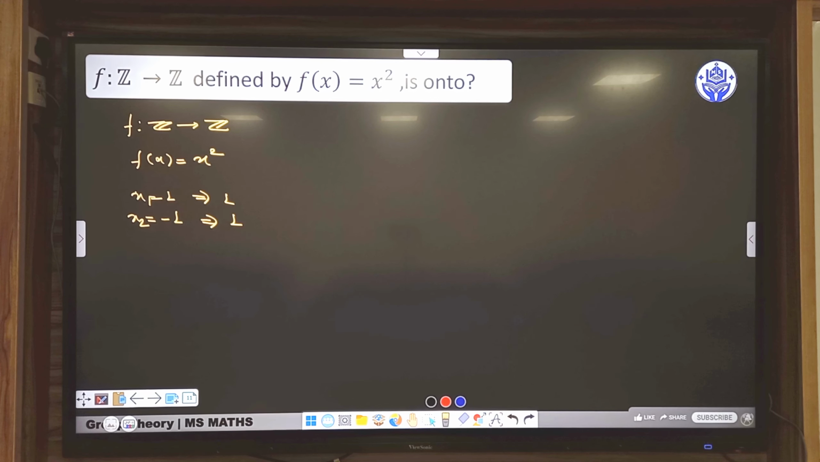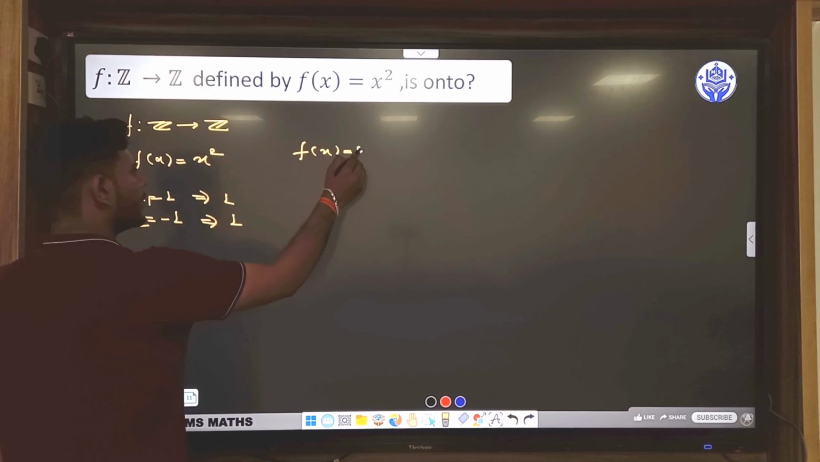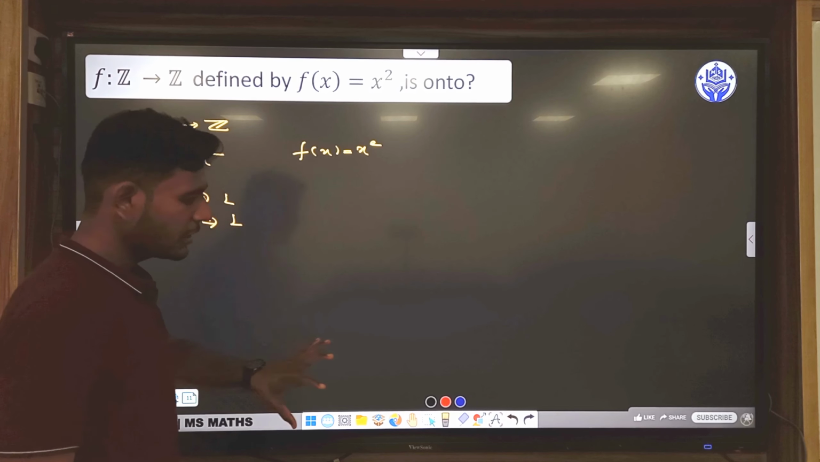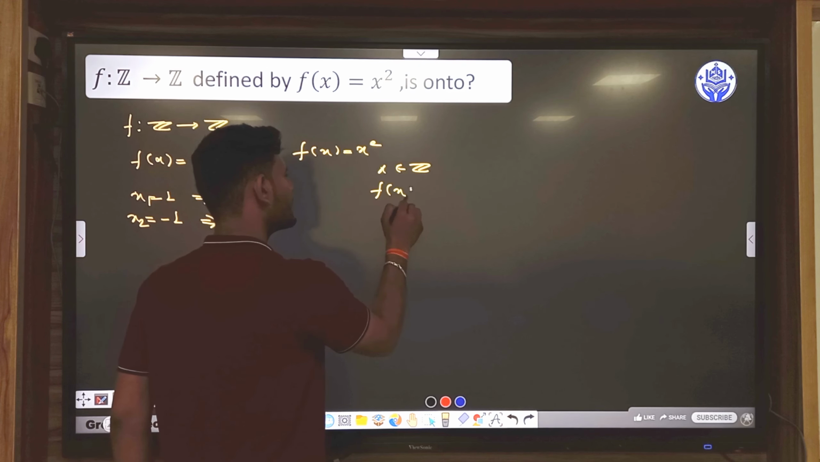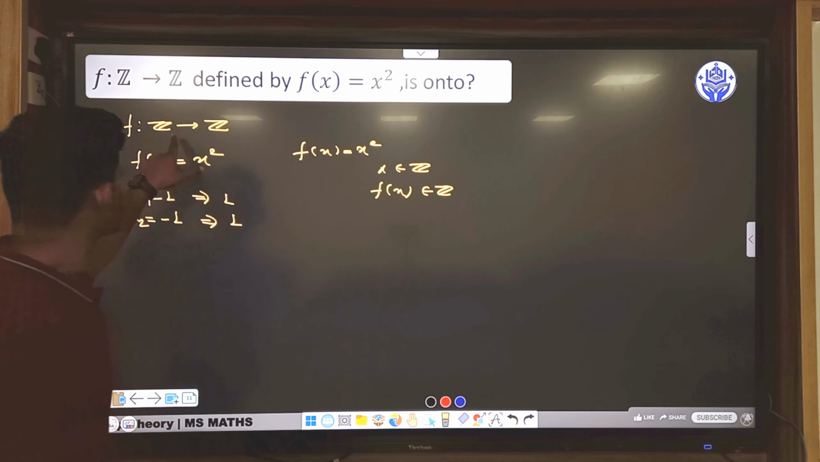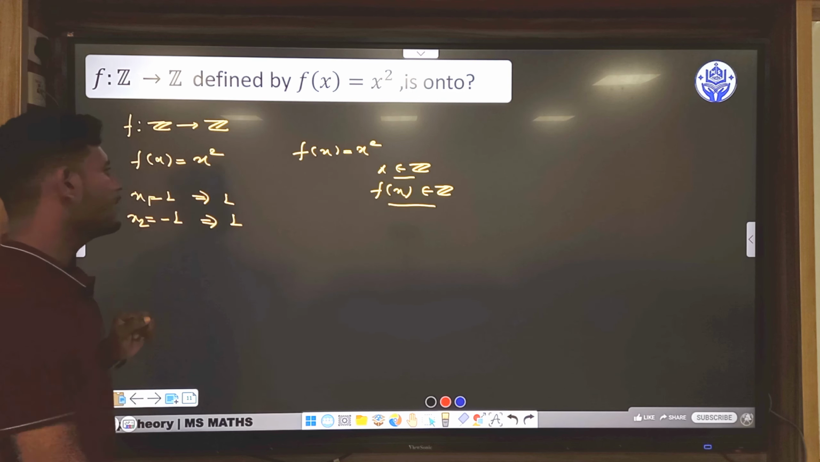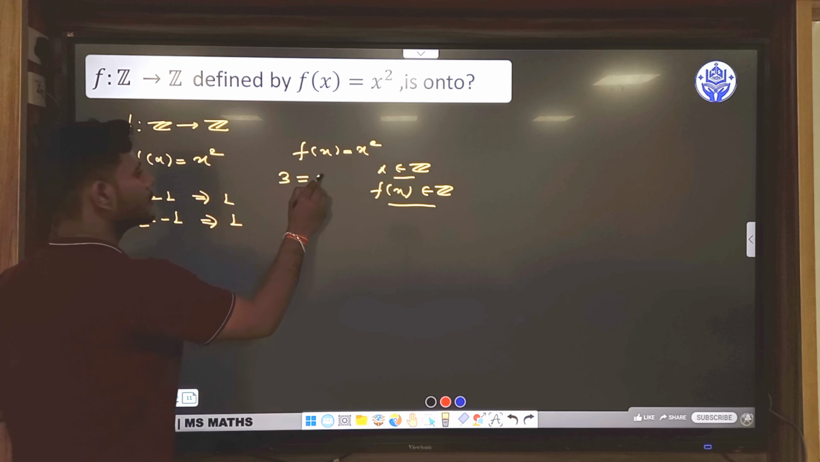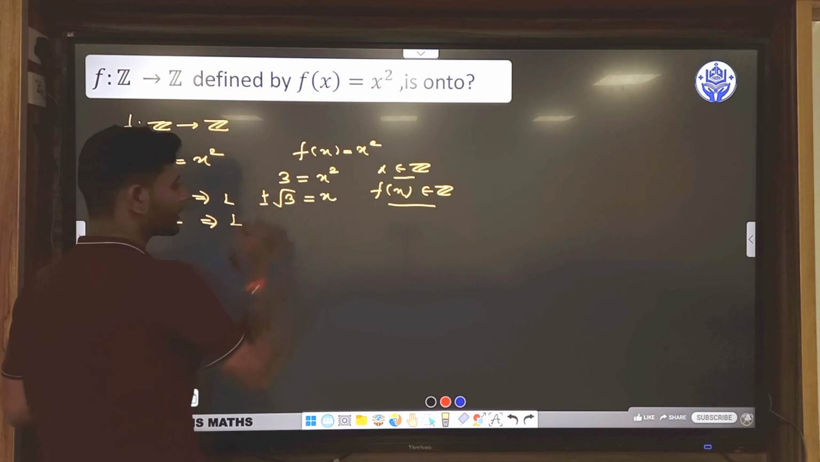So for the onto case, let's say f of x is equal to x square, where x belongs to Z. What is f of x? It also belongs to Z, because this is my codomain and this is my domain. If I take 3, then 3 is equal to x square, so x is root 3, or plus minus root 3.